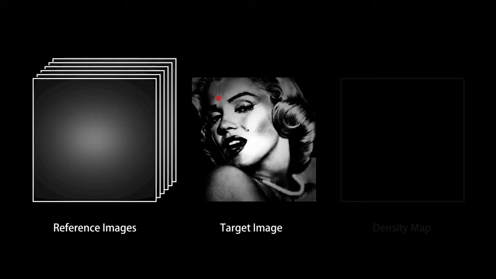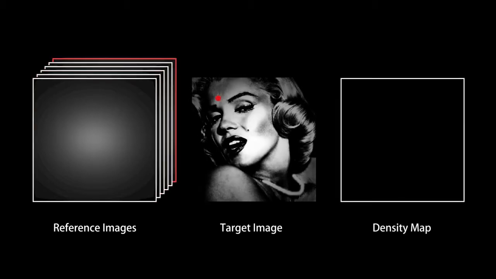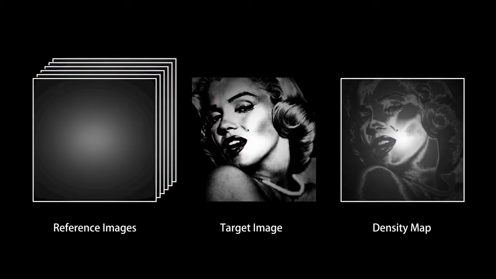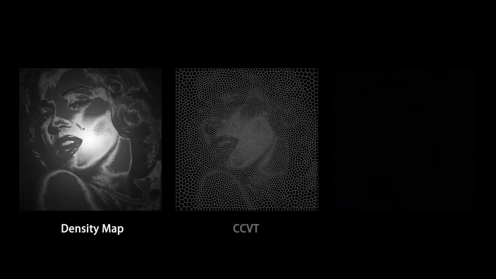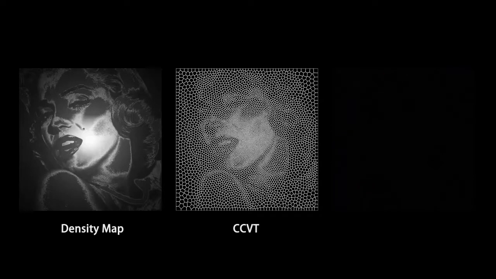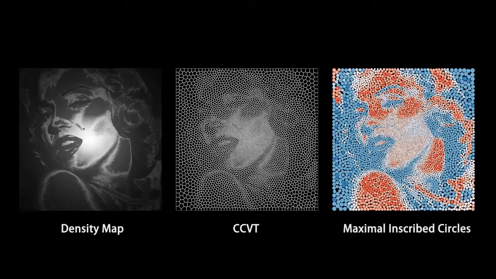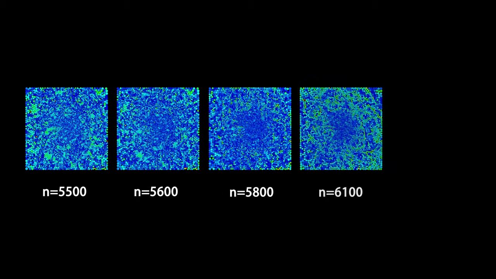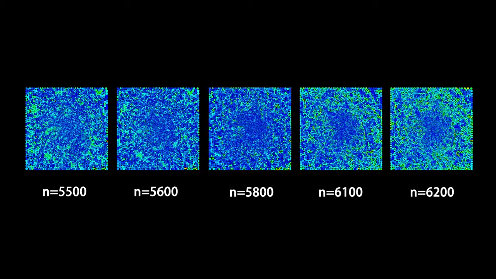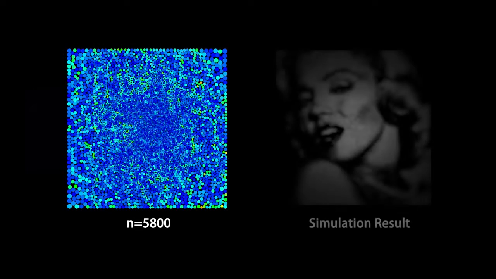Given a target image, we generate the density map for the desired distribution of discs, based on these reference images. And then we compute the capacity-constrained Voronoi tessellation based on this density map, and inscribe a maximal circle inside each tessellation cell. We evaluate the difference between the resulting disk radius and the desired radius in each cell, and use a binary search for the number of disks that produces the best percentage of the right sizes.